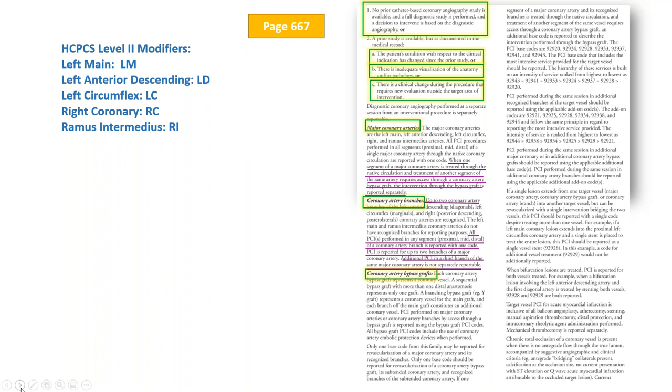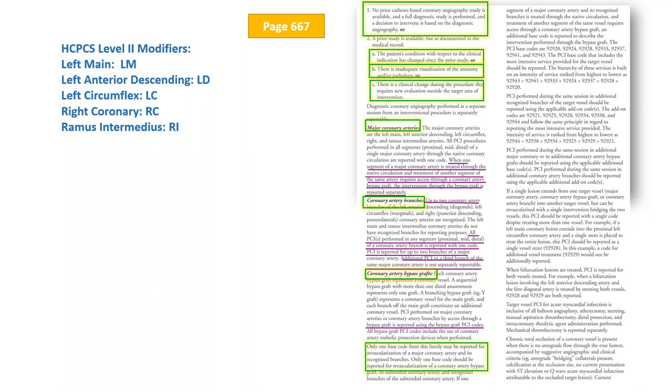All right, coronary artery bypass grafts. Each of these bypass grafts represents a coronary vessel. So if you have a sequential bypass graft with more than one distal anastomosis, it still only represents one graft. If you have a branching bypass graft, like a Y graft, that represents a coronary vessel for the main graft, and each branch off of the main graft will constitute an additional coronary vessel. PCI performed on major coronary arteries or coronary artery branches by access through a bypass graft is reported using the bypass graft PCI codes. Remember that all bypass graft PCI codes include the use of coronary artery embolic protection devices when performed. Those are not separately reportable.